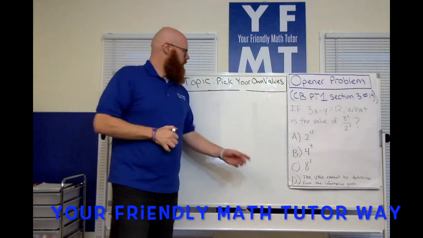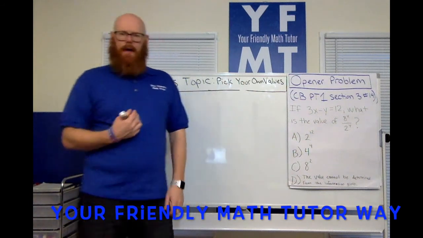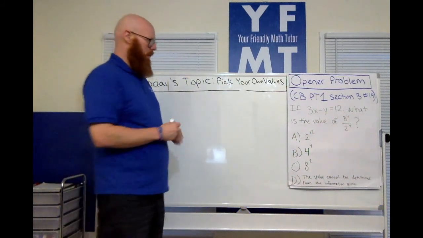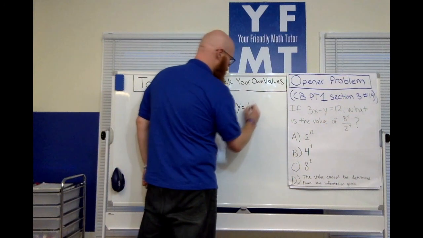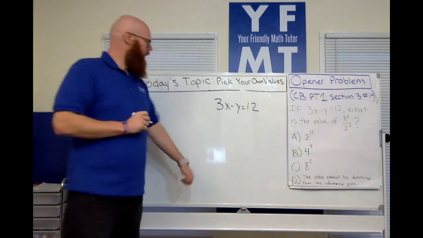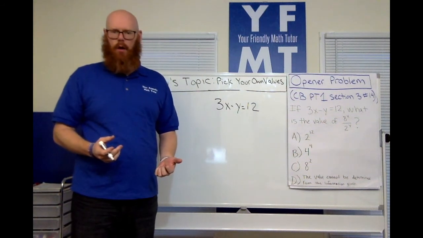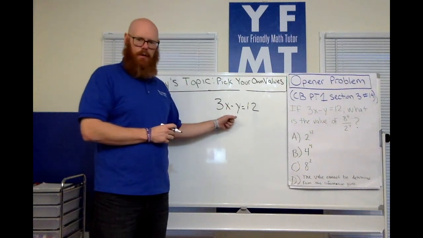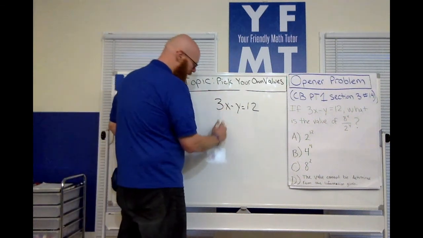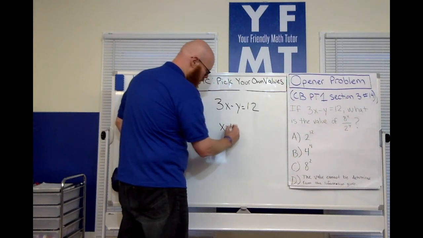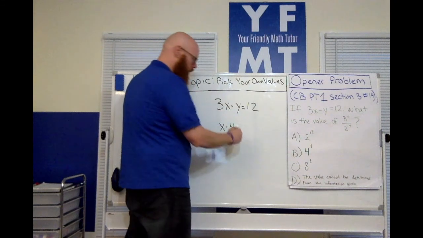So what we want to do is, again, our topic today is pick your own values. So we're going to pick the values that we want that make this problem a lot easier. So if we start out with our 3x minus y equals 12, we want to pick 2 values, right? But we can't just make up any values that we want. They have to fit this equation. So what I find really easy is, well, what if I made x equal to 4? Because 3 times 4 would make 12. That would make y equal to 0.